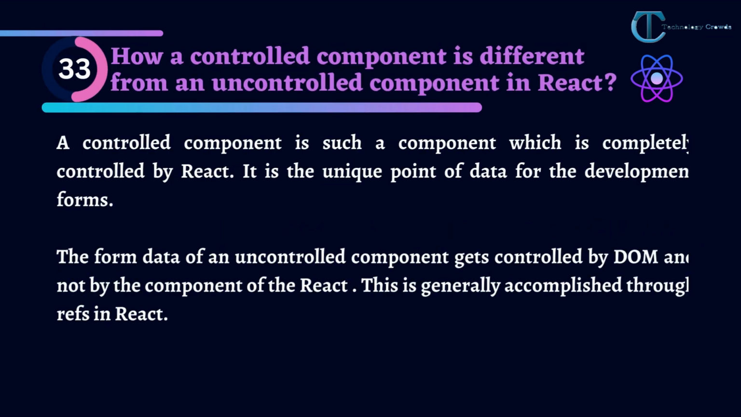33. How is a controlled component different from an uncontrolled component in React? A controlled component is a component which is completely controlled by React. It is the single point of data for the forms. The form data of an uncontrolled component gets controlled by the DOM and not by the React component. This is generally accomplished through refs in React.